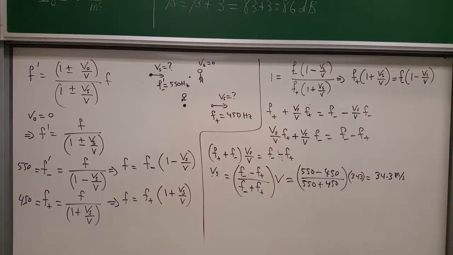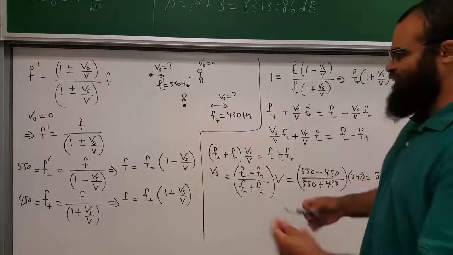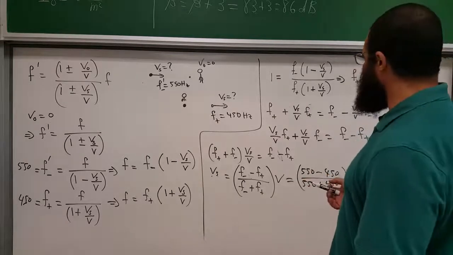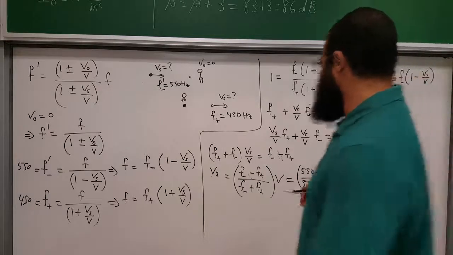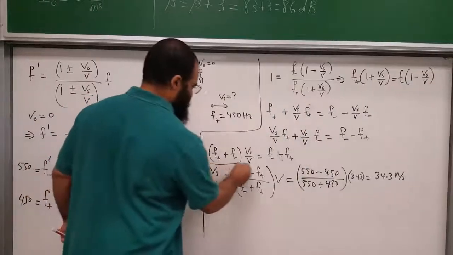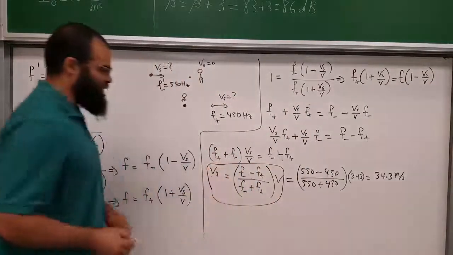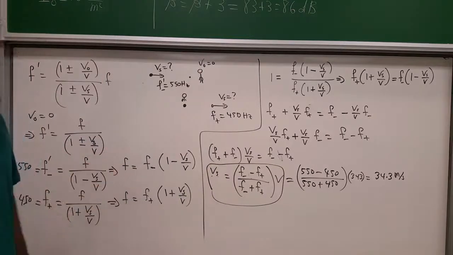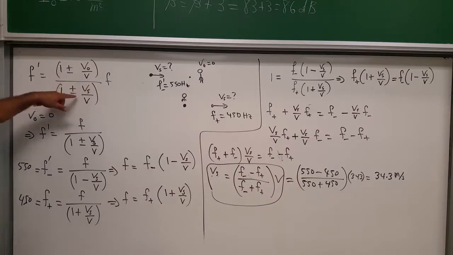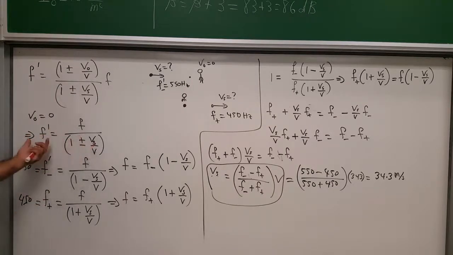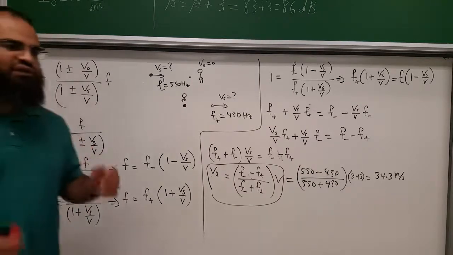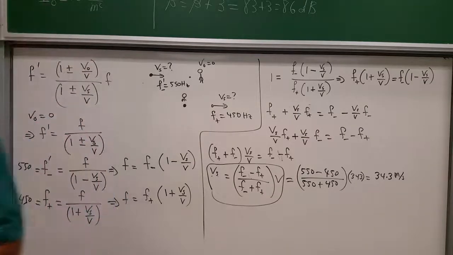34.3. So from now on, if you're given the frequency when it's approaching and the frequency when it's receding, you can simply use this formula without going through all the algebra I went through. It's a formula. Here you solve for f prime in terms of the Vs and Vo, but this one we're inverting it. We're solving for the Vs in terms of the f primes. So that's that.